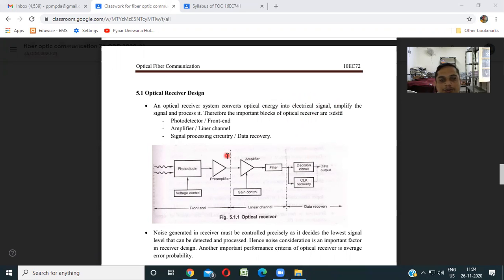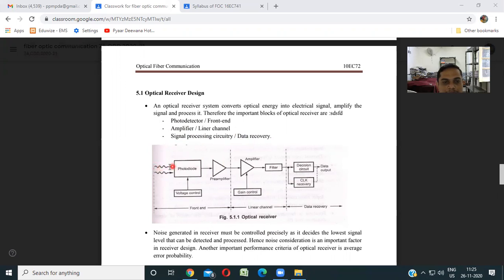So let us see the block diagram of any optical receiver. Then let us see the different noises which affect the optical fiber communication link. Any optical receiver is made up of three blocks. The first block is a photodetector, called the front end. Then we have the amplifier, also called the linear channel, and the signal processing circuitry, also called the data recovery.